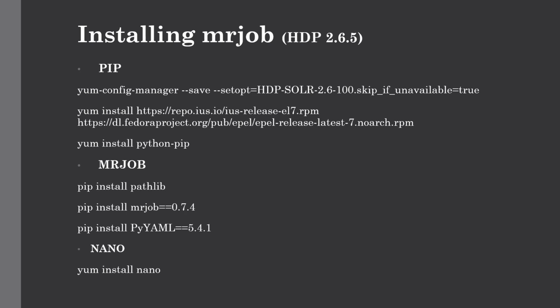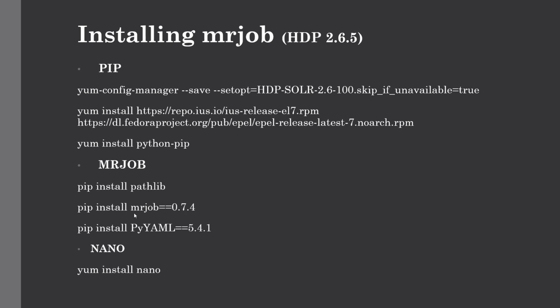After doing that, we can install MRJob by using the pip install command. But it has a dependency on pathlib, so first you have to install pathlib. Then we can install MRJob, and then we can install PyYAML. Here we are using version 0.7.4 of MRJob because it is more appropriate and will work without any issues if you install the HDP 2.6.5 Sandbox. So if you install 2.6.5, these are all the steps you need to install MRJob in your cluster. But if you have the 2.5 sandbox, I will be giving the commands in the description below.